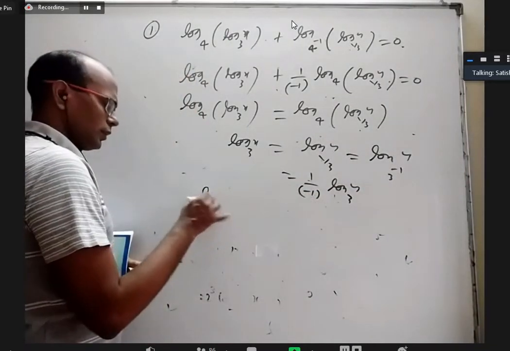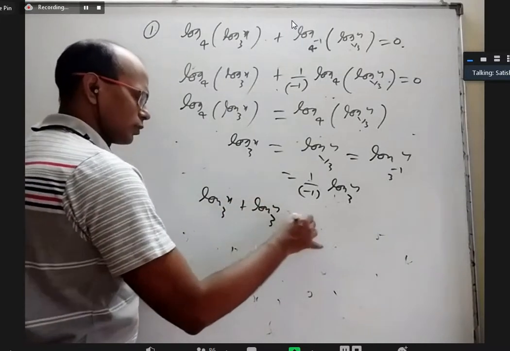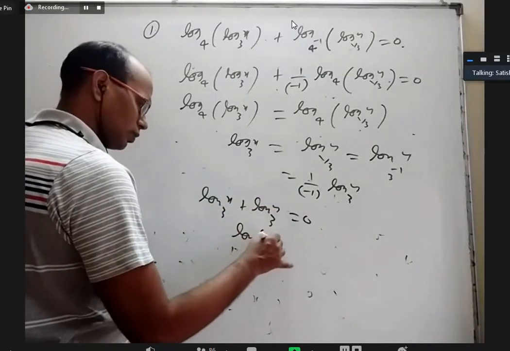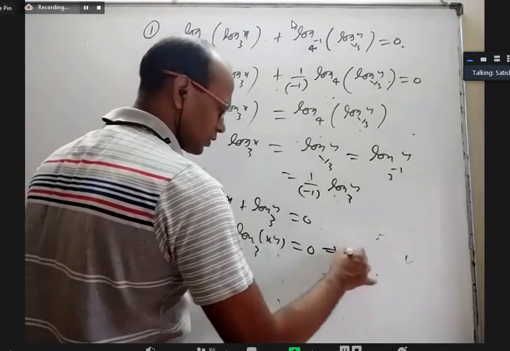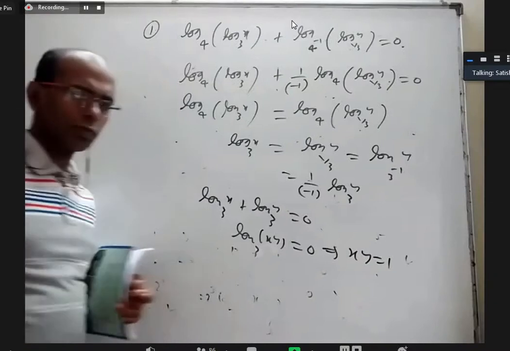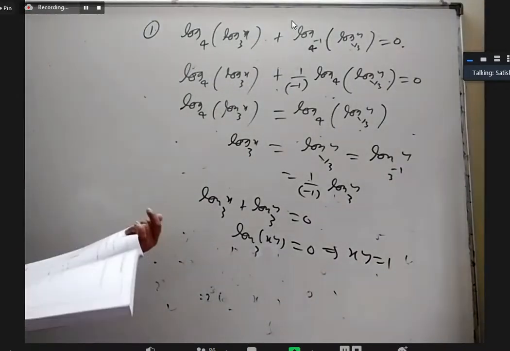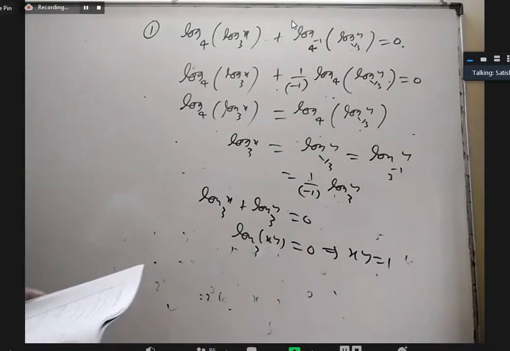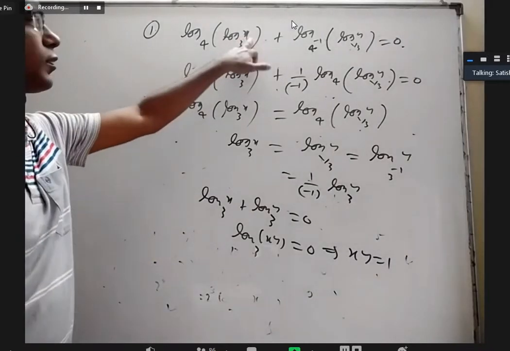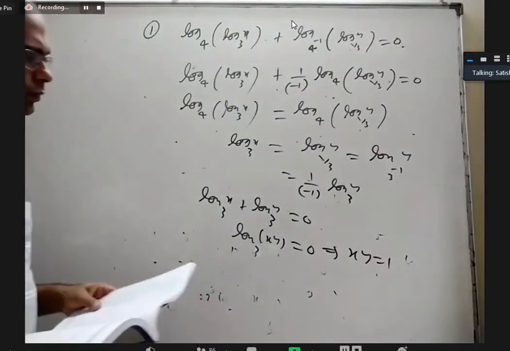If I bring it here, I'll get log x base 3 plus log y base 3 equals 0, which is log xy base 3 is 0. Log of something is 0 means it must be 1. Only log 1 is 0. So from the first equation, we can only get xy equal to 1. Of course, x and y should be positive, because for log x to be defined, x should be positive, and for log y to be defined.